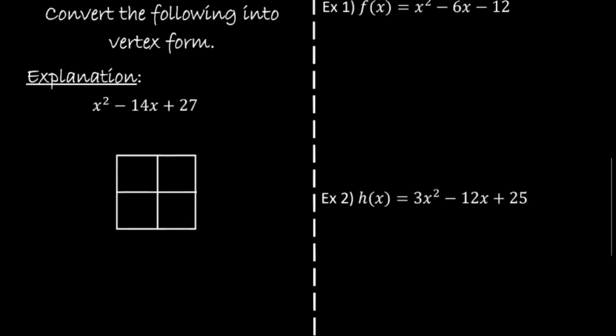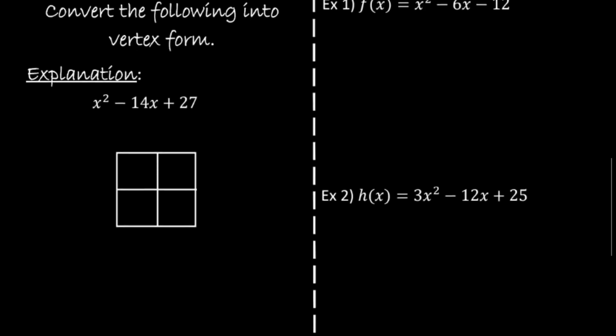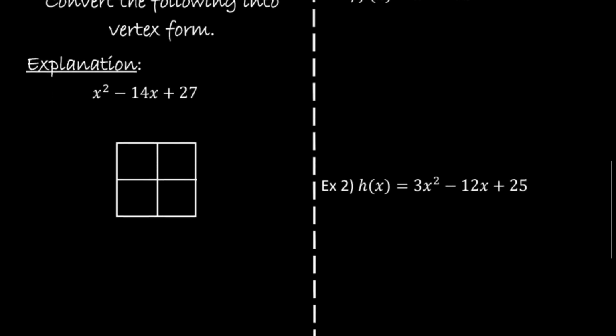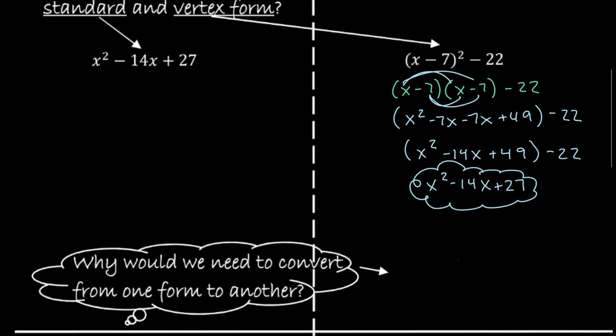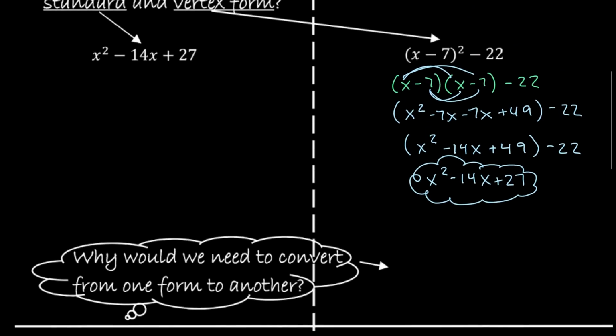So that's down here: x squared minus 14x plus 27. Again, what did our vertex form have that our standard does not? Parentheses squared, right? So I need to figure out how I can get an expression squared from my standard form.